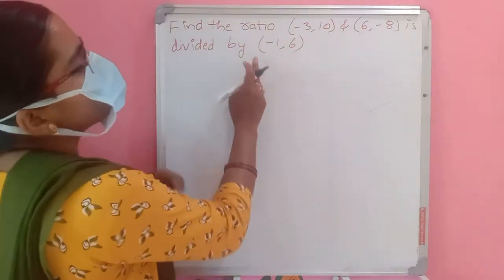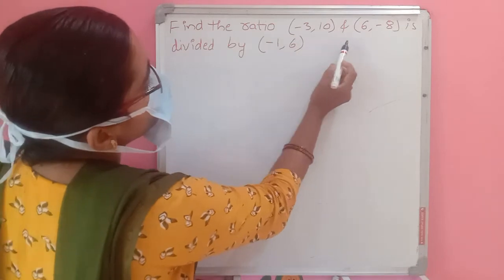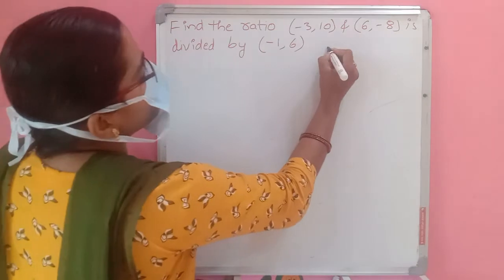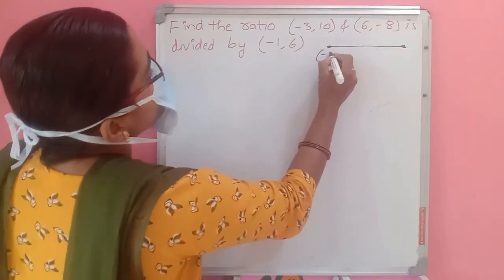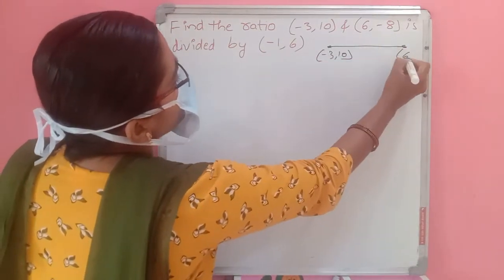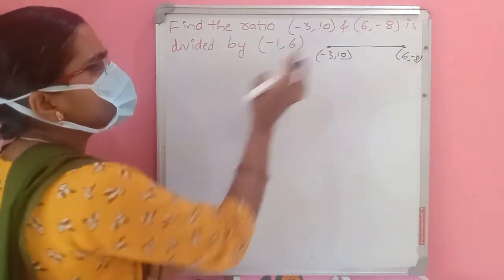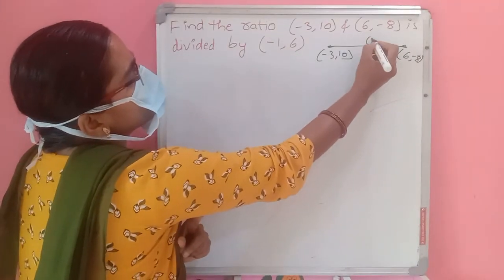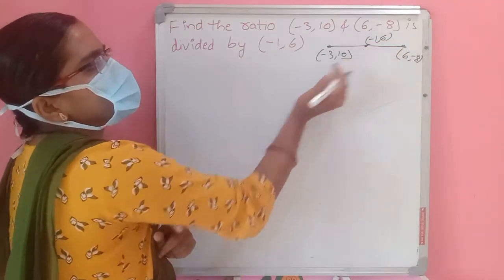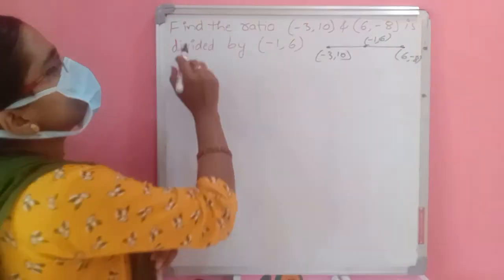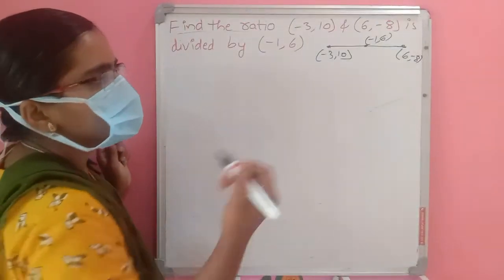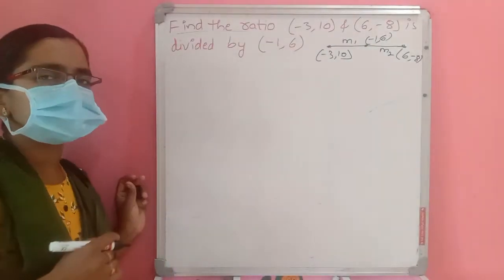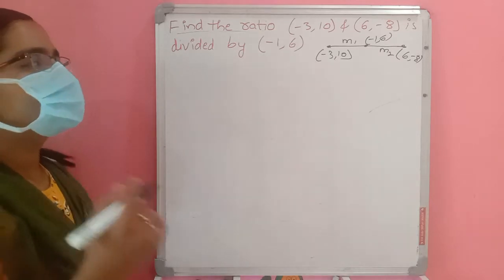Find the ratio in which the line joining minus 3 comma 10 and 6 comma minus 8 is divided by minus 1 comma 6. Means the line joining these 2 points is divided into 2 parts by minus 1 comma 6. What is that ratio? That ratio we have to find out. We don't know the ratio, so take it as m1 is to m2.